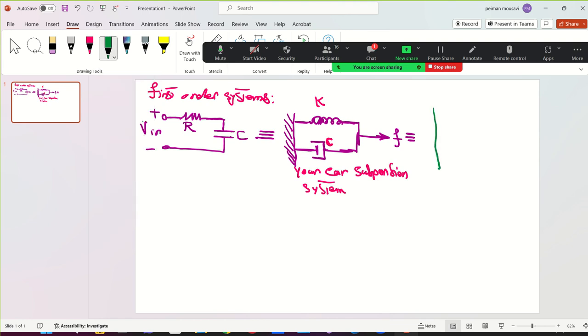A tank of water. So you have inlet flow here.